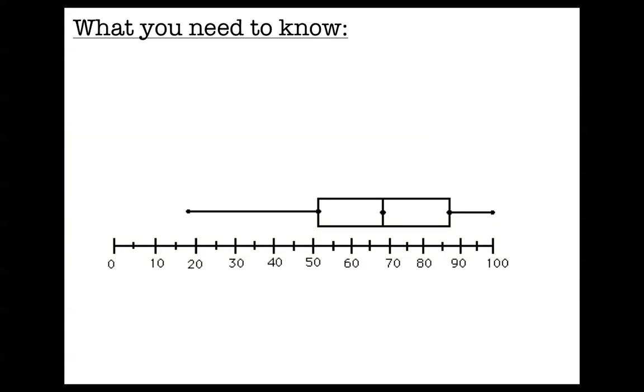So here's what you need to know. Here's a summary. The median is where you draw the little middle. And you have to line up that median with your number line. So on this example, the median is, I don't know, about 68. The other edges of the rectangle are going to be your lower quartile on the left and your upper quartile on the right. So in this case, I would say your lower quartile is probably 51 or 52, and your upper quartile is probably 86 or 87.